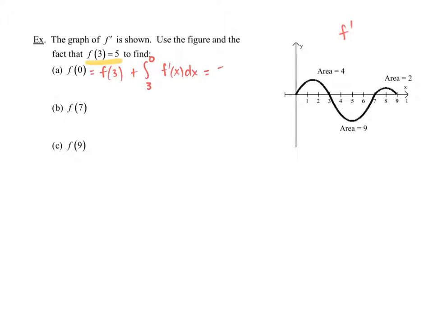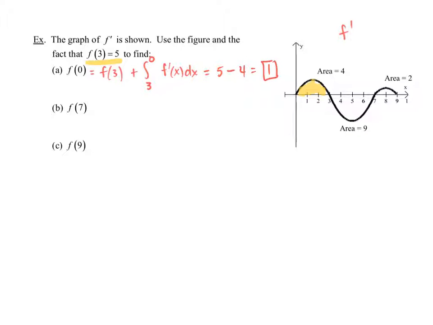So f of 3, they tell me, is 5, and then notice that the integral from 3 to 0 is integrating backwards. And anytime I integrate backwards, positive areas are going to become negative, and negative areas are going to become positive. So from 1 to 3, it tells me that this area right here is 4. And typically I would think of that as being a positive area since it's above the axis. But since we are integrating backwards from 3 to 0, that's actually going to be subtracted. And so my answer here is going to be positive 1.